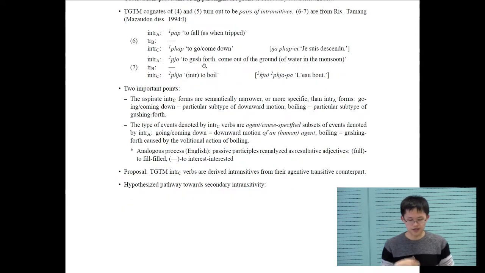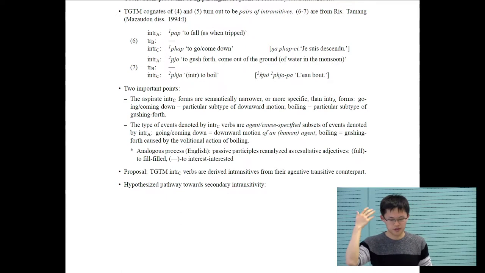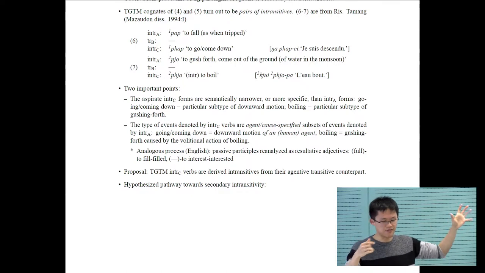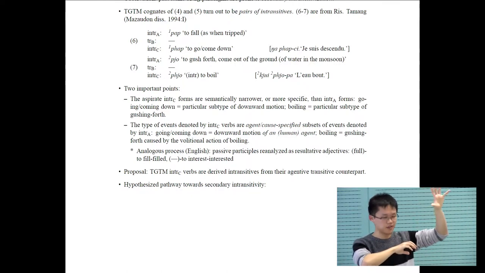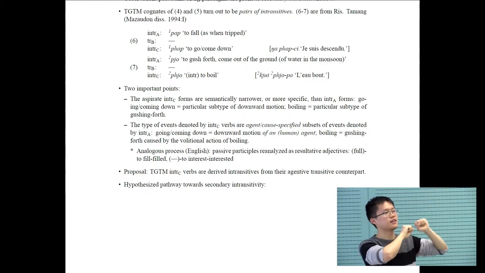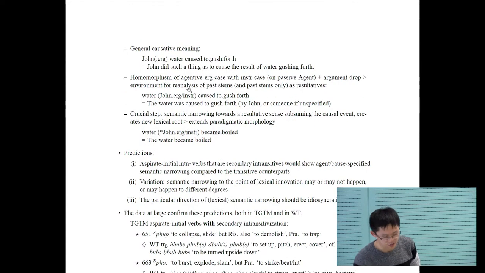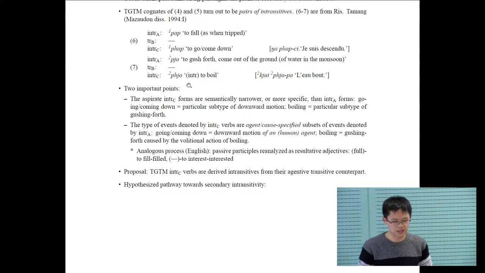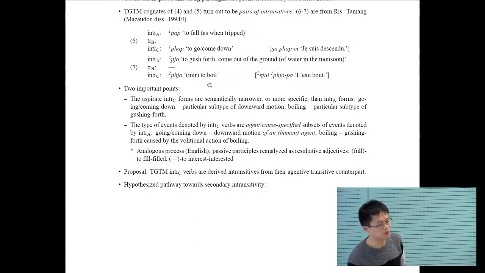Just by way of analogy, we can think of English passive participles reanalyzed as resultative adjectives. So the idea would be that in Tamangic you have the equivalent of a pair between 'to be full' and 'to be filled', and the mediating factor would be a transitive verb 'to fill'. Now, here's the proposal: TGTM intransitive C verbs are derived intransitives from their agentive transitive counterpart, which has been lost.